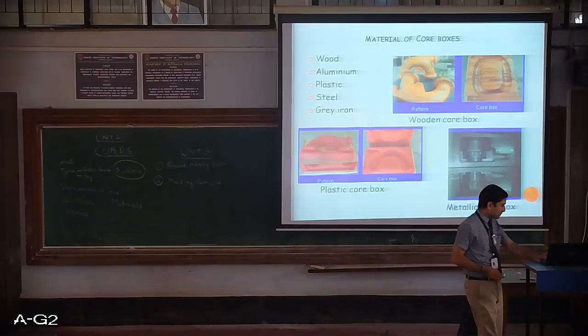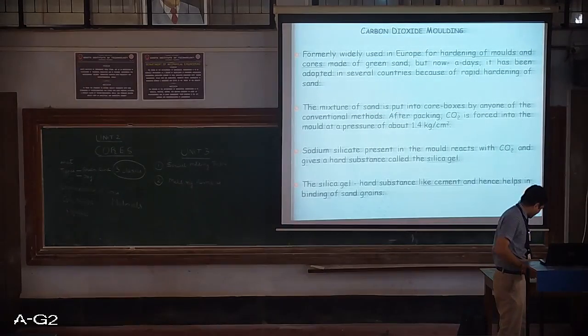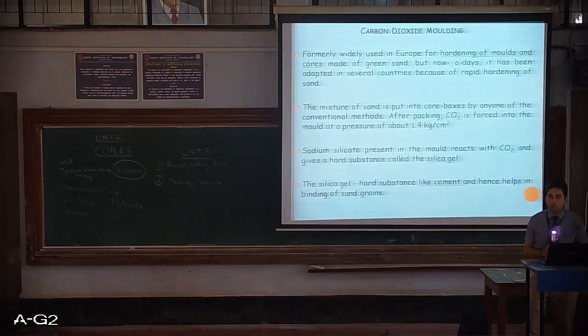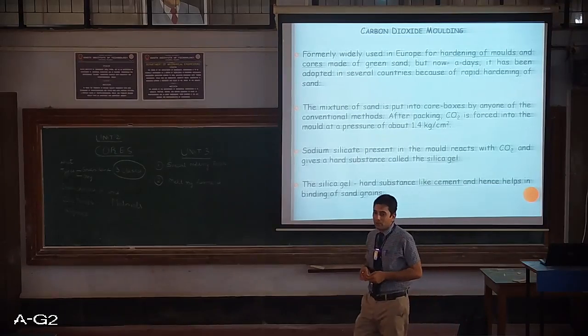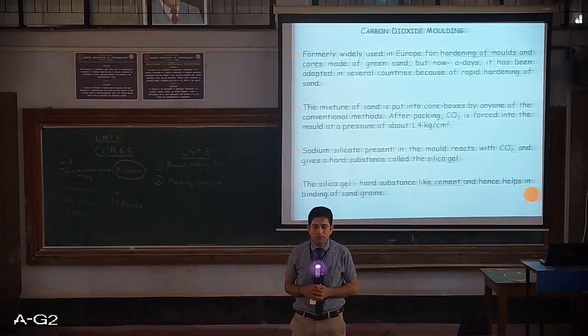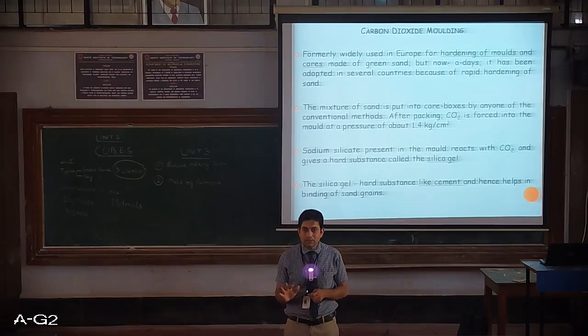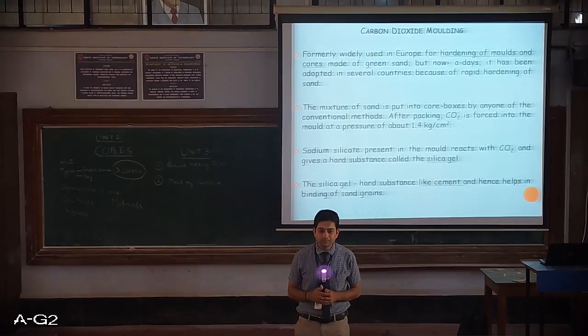Now coming to the last part of this chapter, there is something called carbon dioxide molding. You should understand that this is a special type of molding technique. We have completed the core part. We have discussed what a core is, why we use a core, the different types of cores, their classification, the sequence in which we make them, and the desired characteristics of a core.